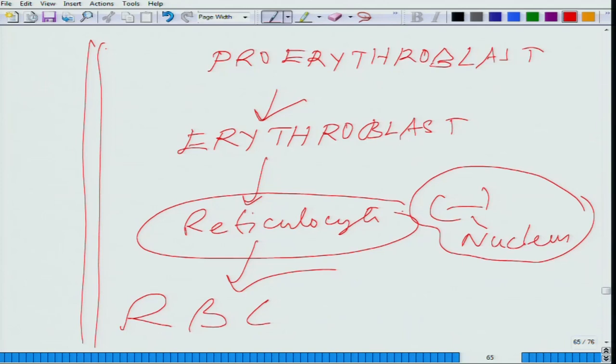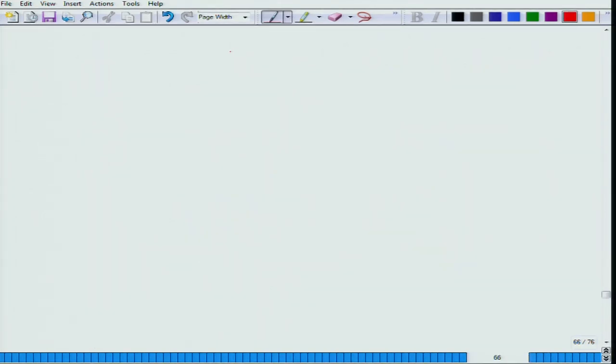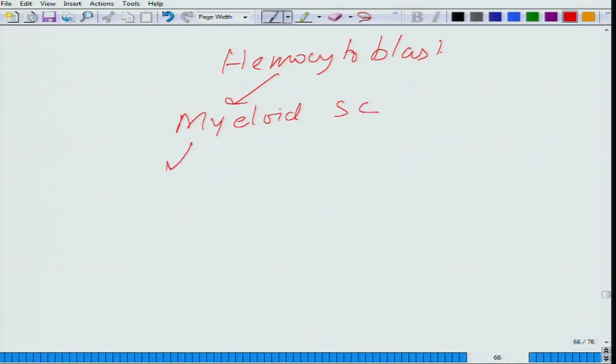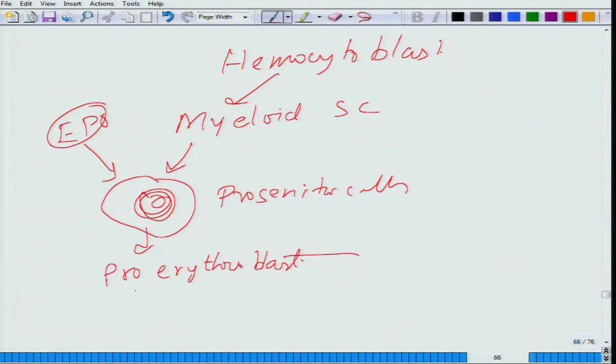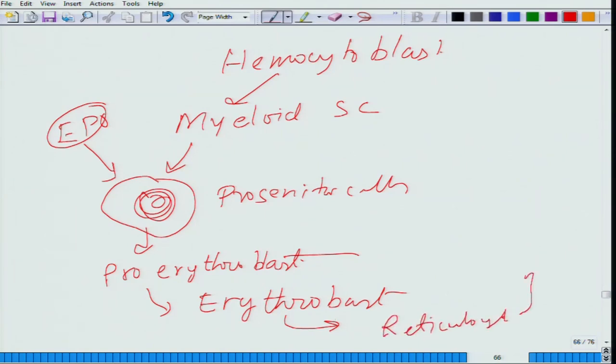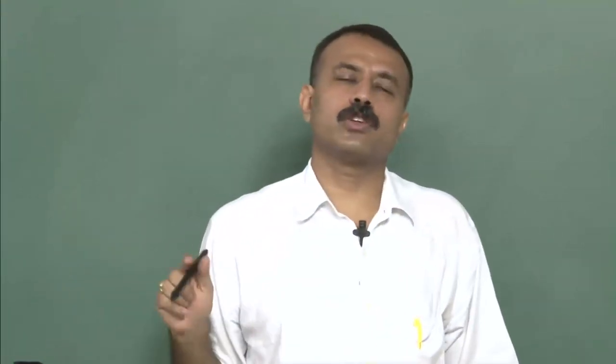RBCs. Okay. So, this is the pathway which is followed. If I have to summarize, it started with hemocytoblast, then you have myeloid stem cells. From myeloid stem cells, because of the influence of erythropoietin, some of these progenitor cells form proerythroblast, and proerythroblast becomes erythroblast, and then erythroblast becomes reticulocyte, and that becomes RBC. Okay. So, we are done with one set of reactions which leads to the formation of the RBCs.